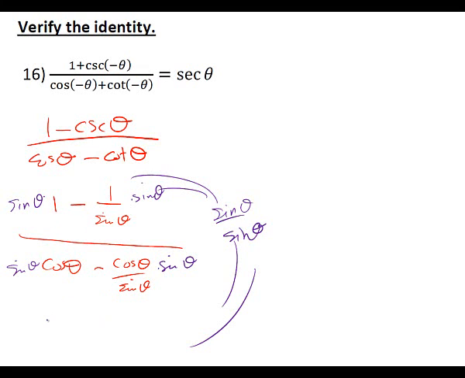Okay, so if I distribute that in, I've got sine theta. What happens with these signs right here? They cancel, so minus 1. I've got sine times cosine. And then the sines cancel, so I've got minus cosine theta. That says cosine theta.